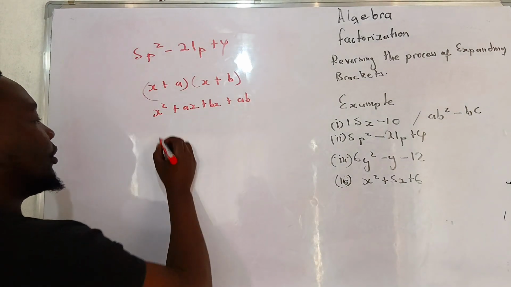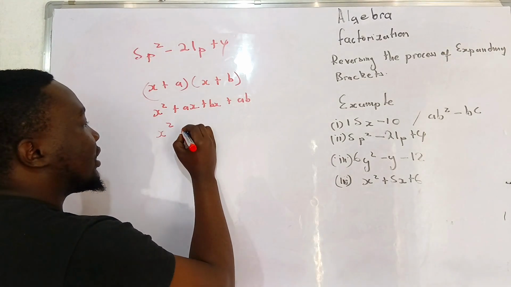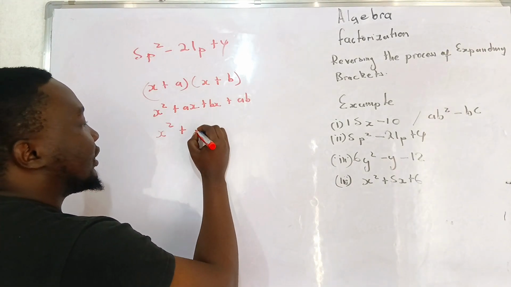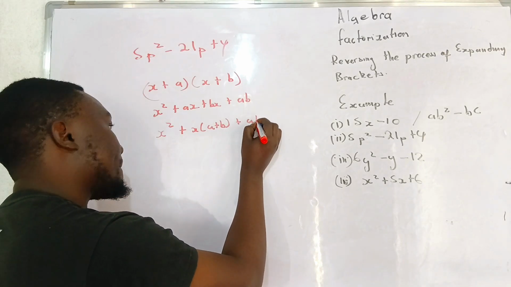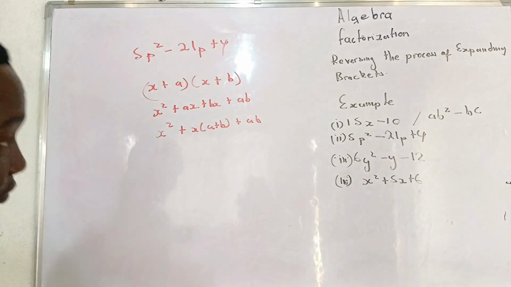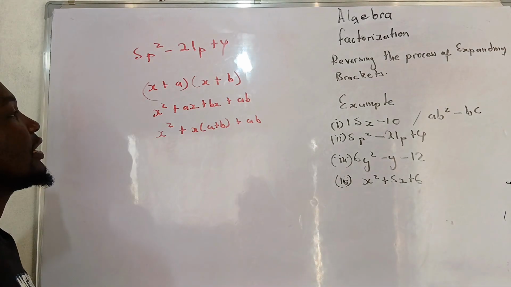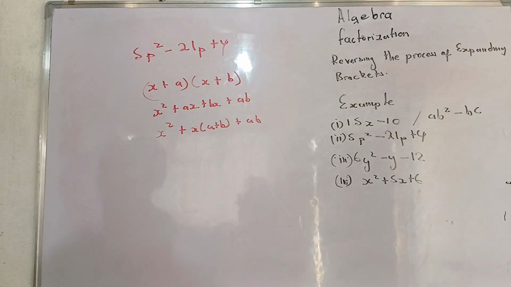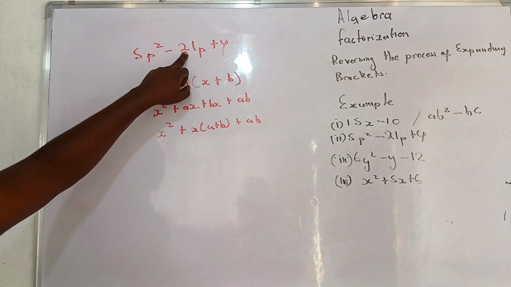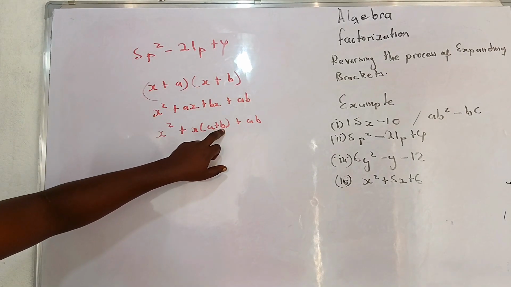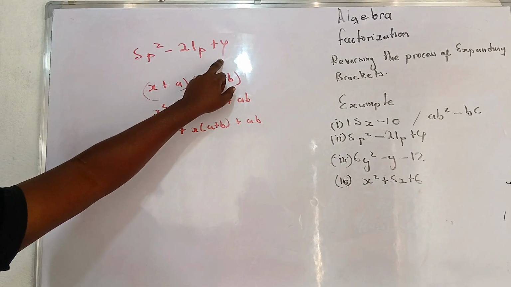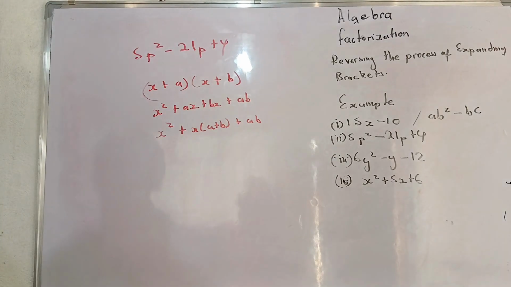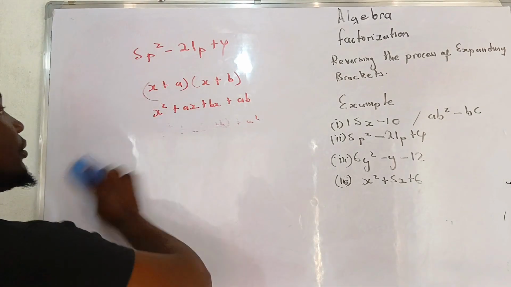So you're going to have x squared plus (a plus b)x plus ab. So what you have to remember is that the middle value is a result of addition of the two factors, and the value at the end is a result of multiplication of the two factors. So let's try and find those values.